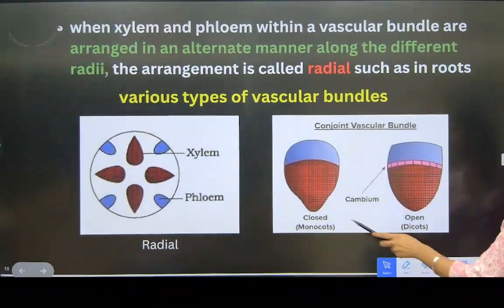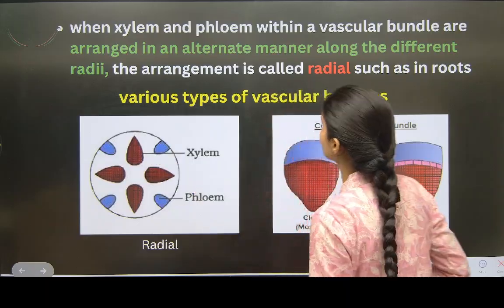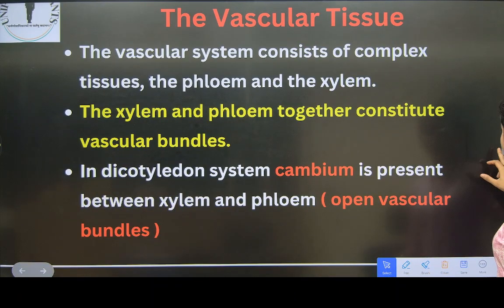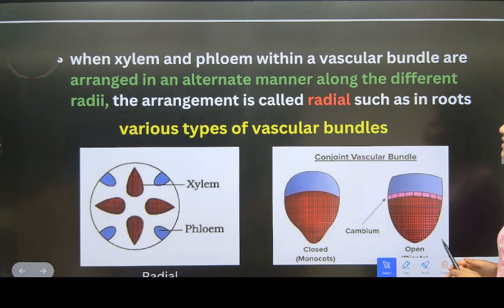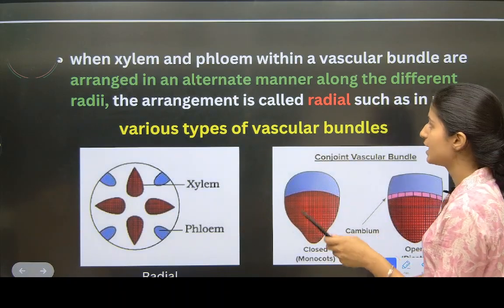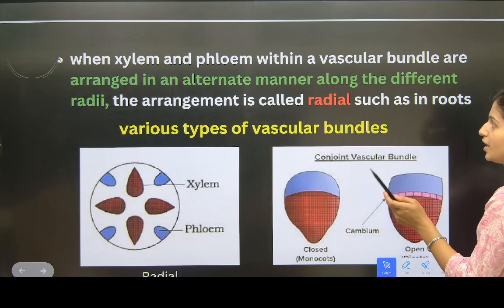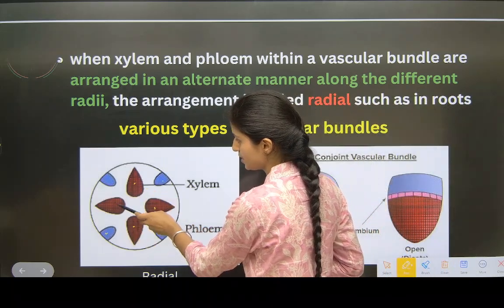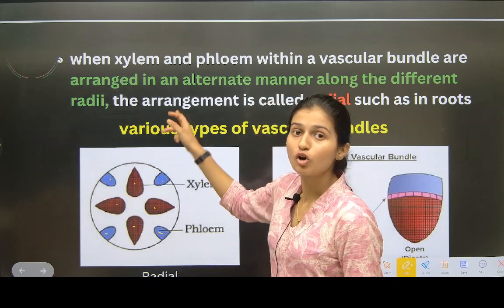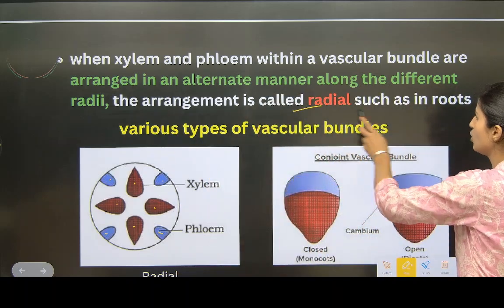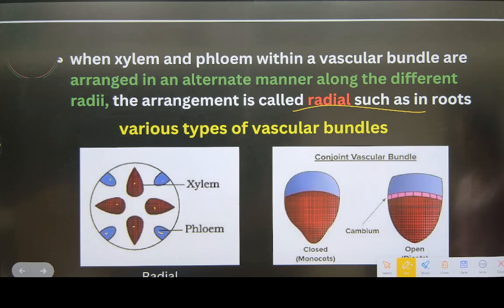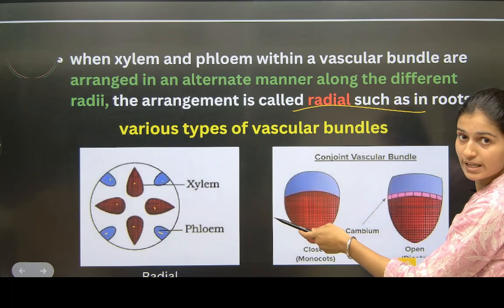See here. When xylem and phloem within a vascular bundle are arranged in an alternate manner along different radii, the arrangement is called radial. If they are arranged alternately, like this and this, then it is called a radial system. Such as in roots. These are the various types of vascular bundles, open and closed, and this is called radial if they are alternate.